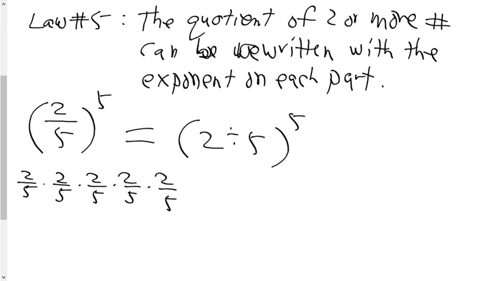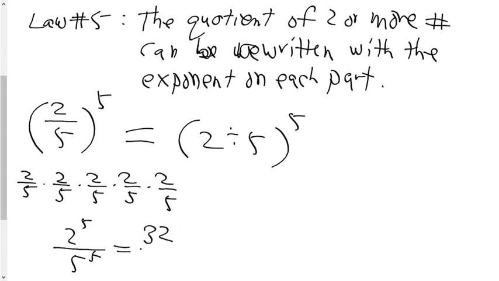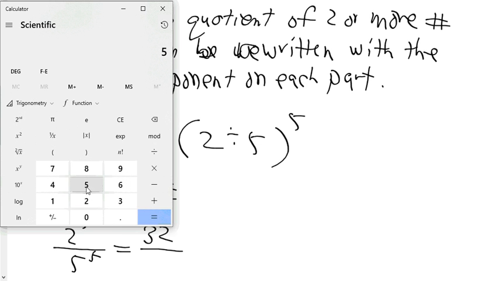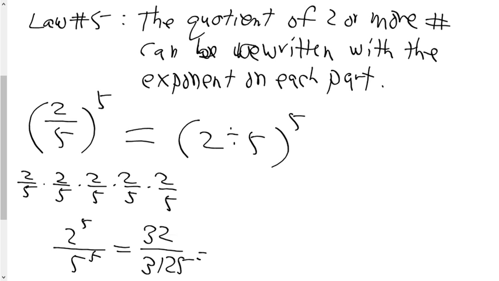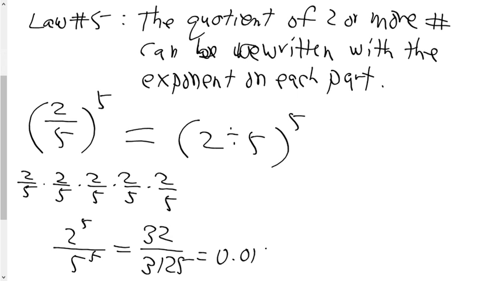Because I'm multiplying what are perceived fractions here, I would multiply all the numerators, 2 times 2 times 2 times 2 times 2, which is 2 to the 5 over 5 to the 5. What's 2 to the 5th? 2 to the exponent of 5 is 32. 5 to the exponent of 5 is 3,125. And I worked that out, 32 divided by 3125. My final answer would be 0.01024.